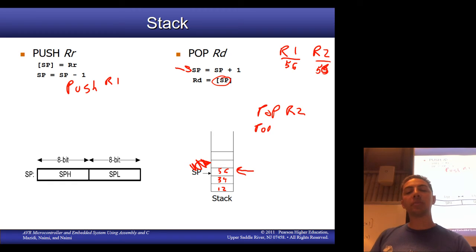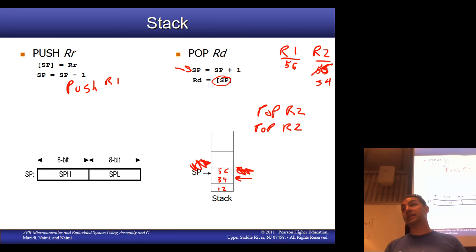If I say pop R2 again, that's perfectly valid. It increments the stack pointer. Now it points here. Overwrites R2 with 34. We have to go 1 by 1. You can only do 1 byte at a time. Is that what your question is? Yeah, so if I wanted to pop 5 values off, that's 5 pop instructions. Okay.